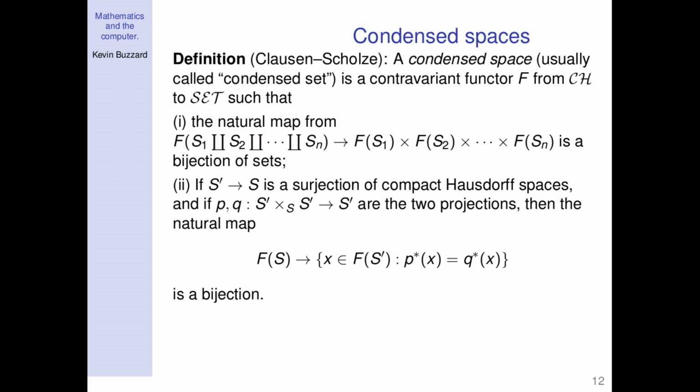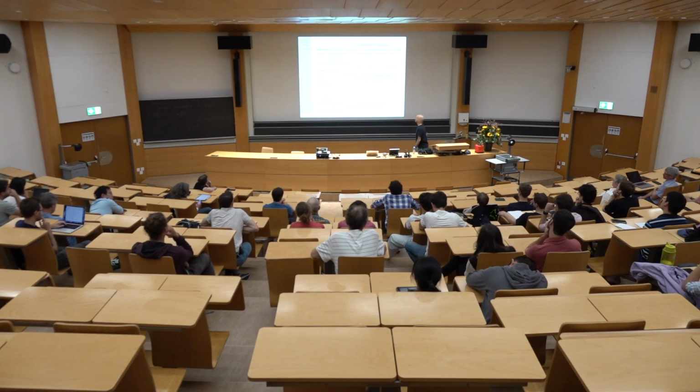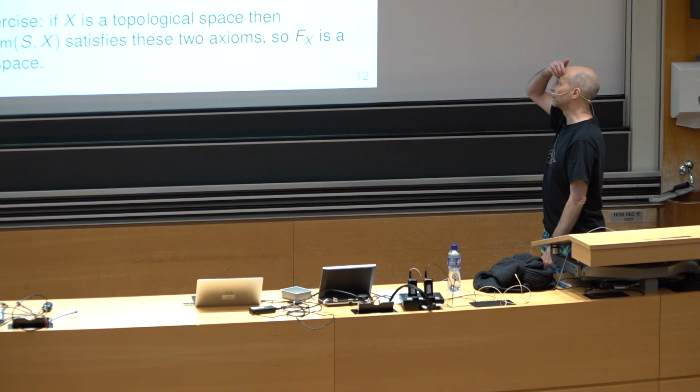And why have we put these axioms in? Well, it turns out that the example we've seen, given a topological space X, this map sending S to Homs from S to X, satisfies these two axioms. So the first one is relatively straightforward. How do you give a map from a disjoint union of two sets to X? Well, you just give two maps, right? One from the first set and one from the second set. So the first axiom is clear.